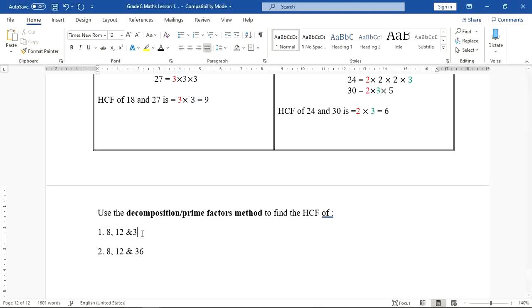For number 1, I want you to find the highest common factor of 27 and 81. All right, so that's your homework. Please do it and take a picture. Send me a picture on WhatsApp so I can confirm whether your work is right or you need to do some corrections.